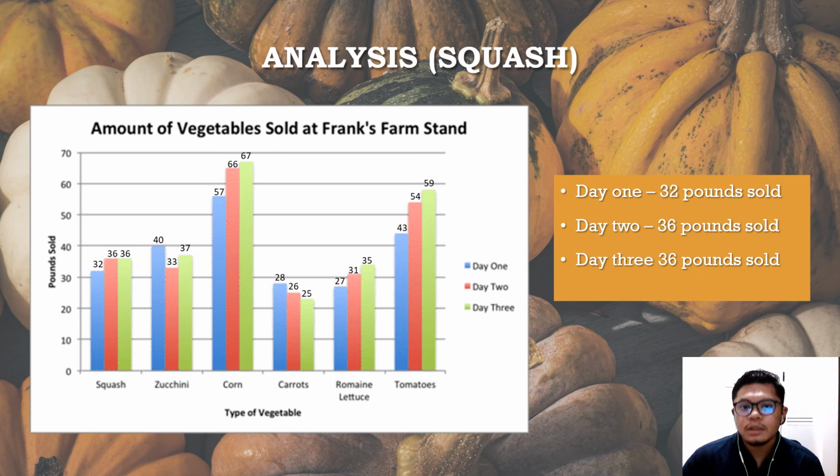As you can see on the graph, the amount of squash sold on day 1 was 32 pounds, which is the lowest amount sold compared to day 2 and day 3. The amount of squash sold on day 2 and day 3 was the same, recorded at 36 pounds, and it is also the highest amount sold for squash.